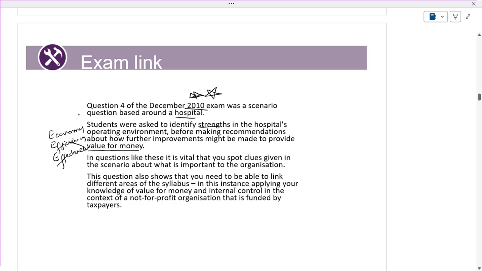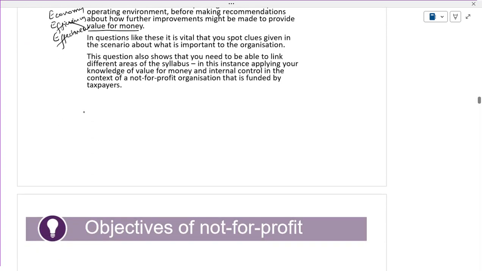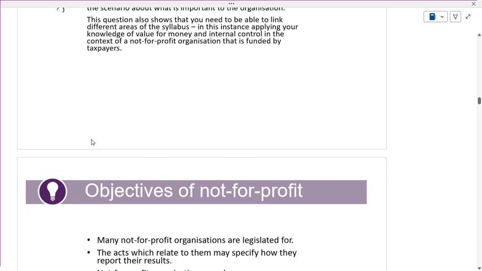I should not say this, but if you ask me, I can put my money on these types of questions. I can vouch for this one. In a question like this, it is vital that you spot the clues given in the scenario about what is important to the organization. The question talks about all these things, and we'll see what that is.